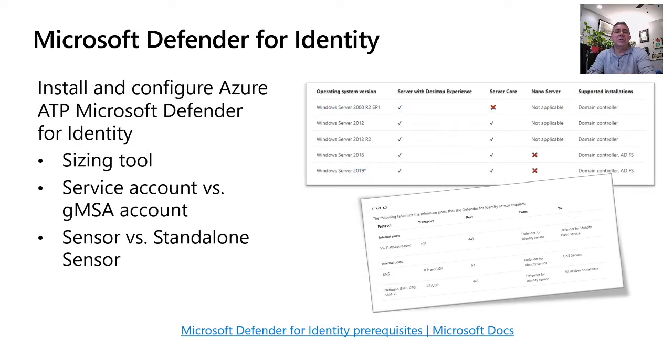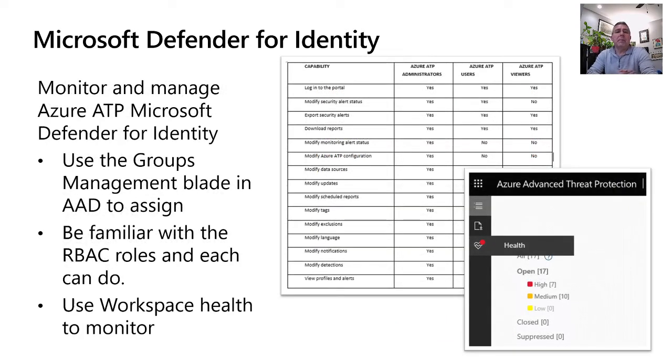You want to pay a lot of attention to things such as the sizing tool, why you would run that, what it's designed to do, what type of account and what operating system requirements are there for using a particular account, and again, the sensor deployments, whether you use the sensor or the standalone sensor. Finally, you want to look at permissions. There are built-in roles. Those are managed through Azure and group management. You're going to want to know which of those roles can do what. More importantly, sometimes what certain roles cannot do, and also how to monitor Microsoft Defender for Identity to make sure that it is healthy, that it is reporting, that all of the agents are checking in, where you go to do that within the portal, how you do things.